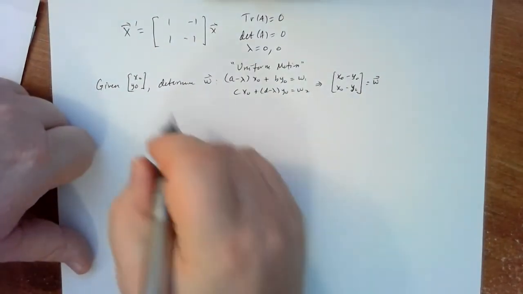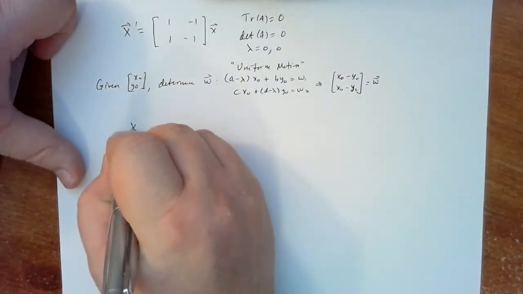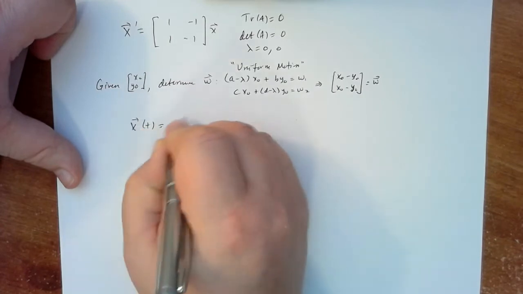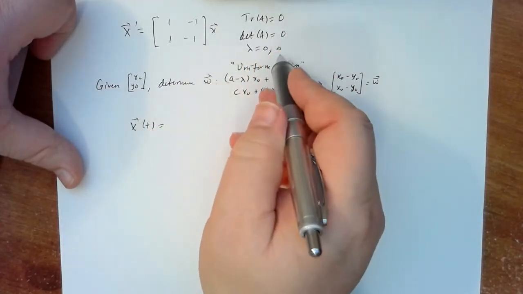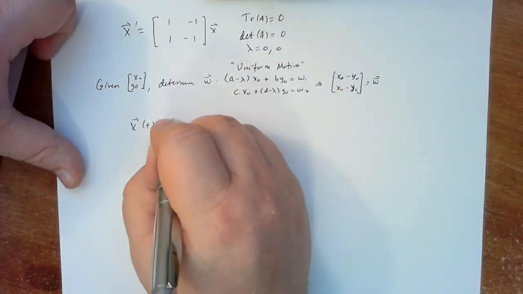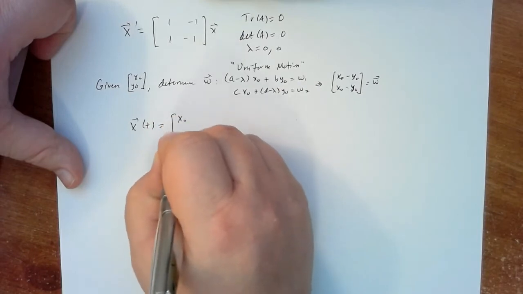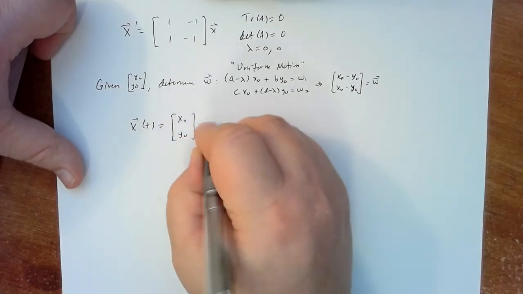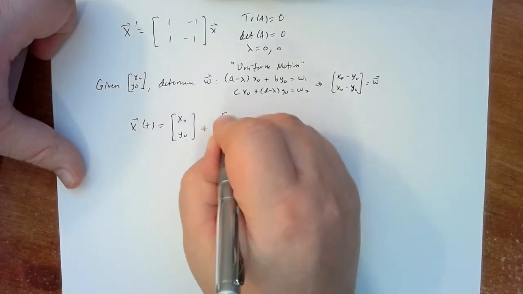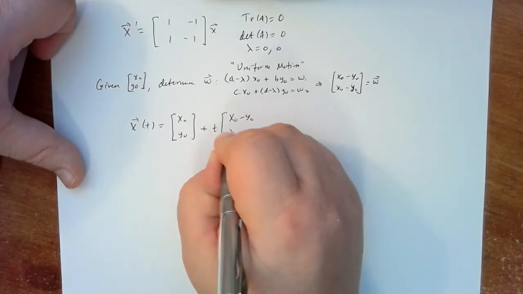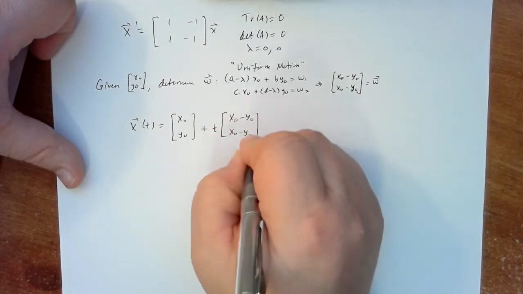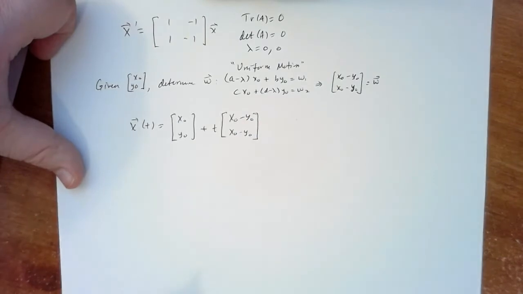Okay, and so now we have our solution. X of t is equal to e to the 0t, which is 1, times x0, y0, plus t times x0 minus y0, x0 minus y0. Very good. All right.